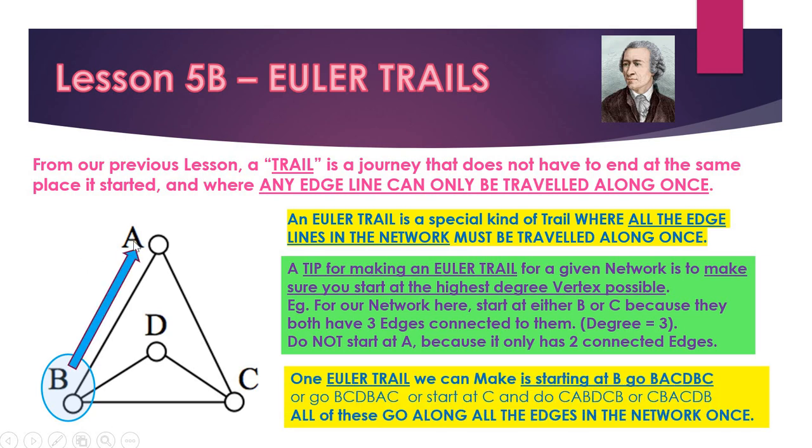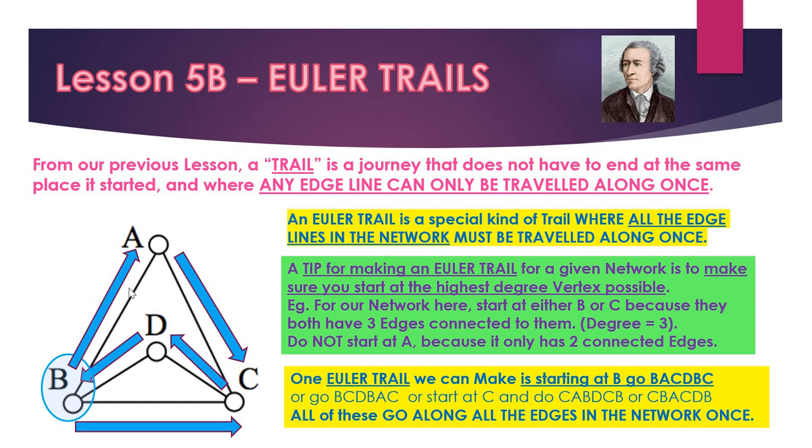So from B we can go up to A, and then we can go down to C, up to D, down to B. So we're allowed to go to B twice, that's all right. We haven't gone along the same edges twice. And then to C. Okay, and then we're finished. So we don't have to get back to where we started when we're on a trail. We can start at B and end at C, 2 different places, that's fine.